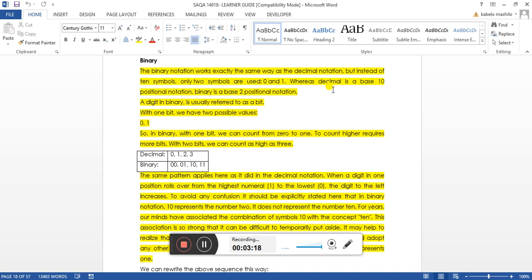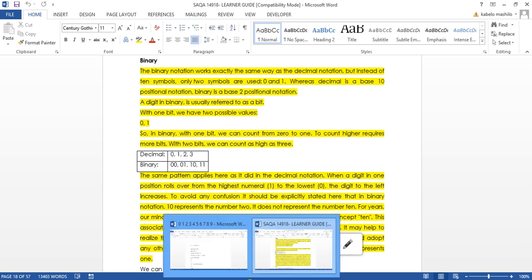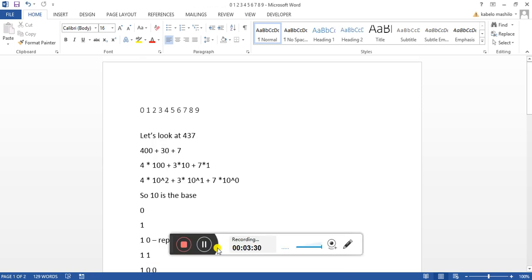I've done some examples on these binary numbers. I want to go through them quickly just to give you a background of what they are about. So, for instance, as we have mentioned, the decimal notation.